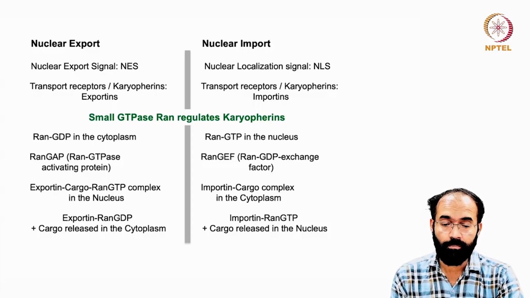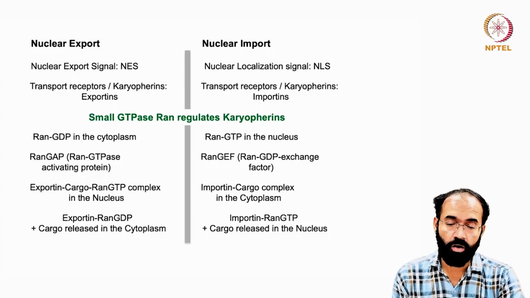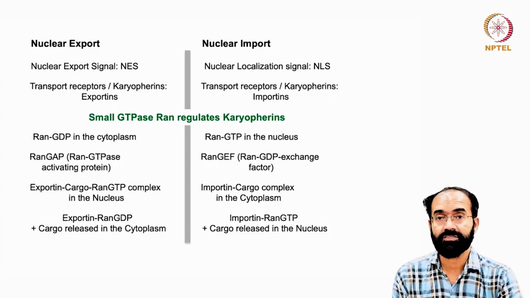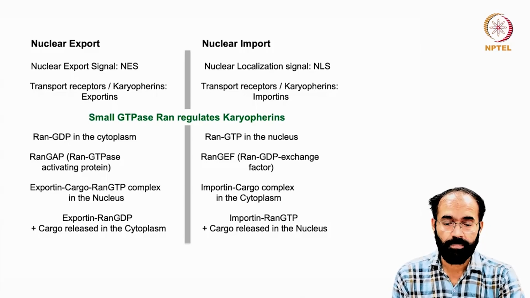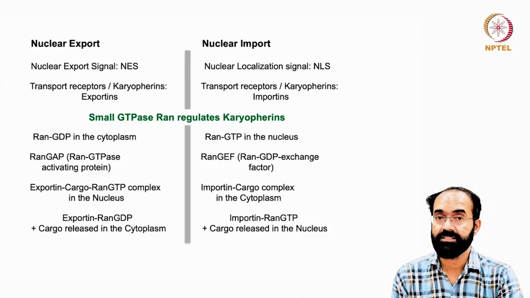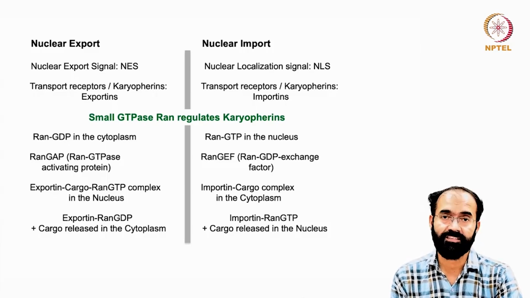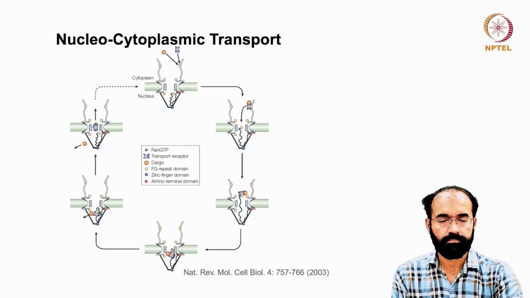So what happens? Importin RAN GTP plus cargo gets released with the influence of this RAN GEF, because it exchanges the RAN GDP with a GTP, and so importin RAN GTP stays together and the cargo is released in the nucleus, which is available for its function. The same thing we can see in a pictorial manner in this slide.